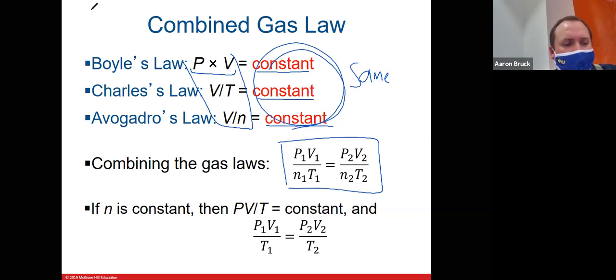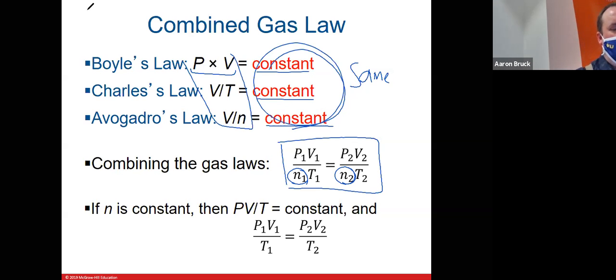P1 times V1 over N1 times T1 is equal to P2 times V2 over N2 times T2. Now, we don't see this version of the combined gas law very often because it would require that the amount of gas is variable, meaning that in my vessel, somehow I have the ability to let gas out or let gas in as the reaction or as the physical process is proceeding. That's not usually what happens.